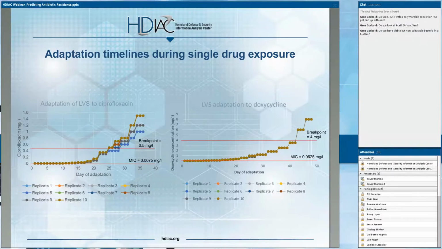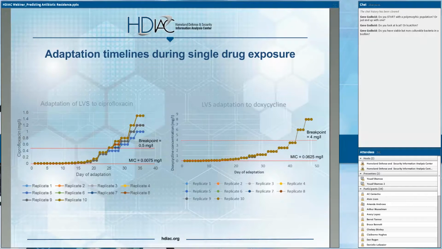So the first thing we did was the obvious control experiment. This has been done by others years ago, but you can just study the adaptation of the live vaccine strain to Cipro. That's shown on the left panel here. And the red line is the clinical breakpoint, so that's used clinically. So if you look at the graph, around day 27 or so, the populations of the bacteria are above the breakpoint. So it takes about 25 days to become resistant to Cipro. That's pretty typical, to be honest with you.